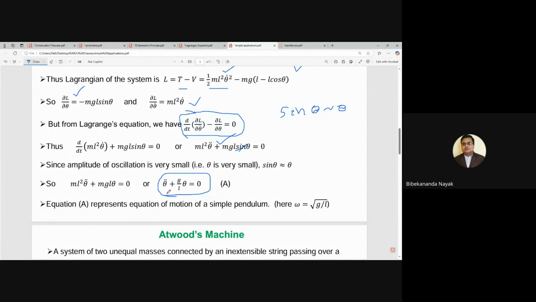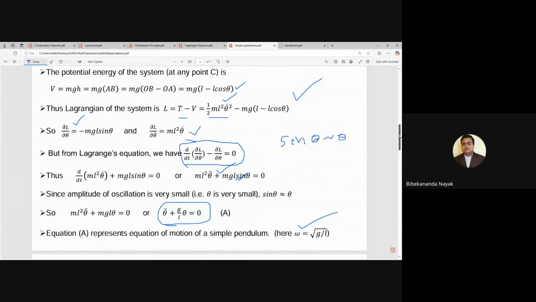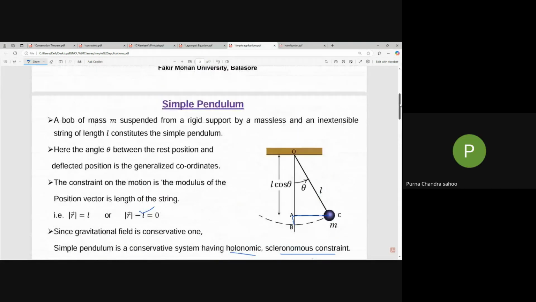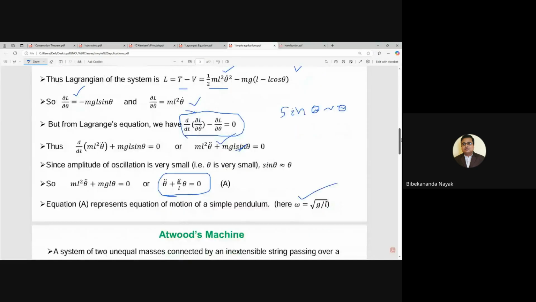It is basically the equation of motion for simple harmonic motion: theta double dot plus omega square theta is equal to 0, where omega square is g by l, or omega is the square root of g by l, the frequency. This is the equation of motion of a simple pendulum. Is it clear? It's very important. Yes, sir.